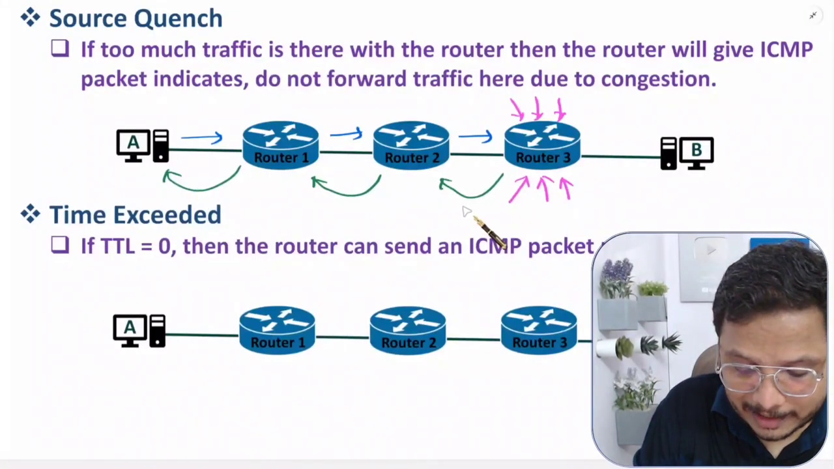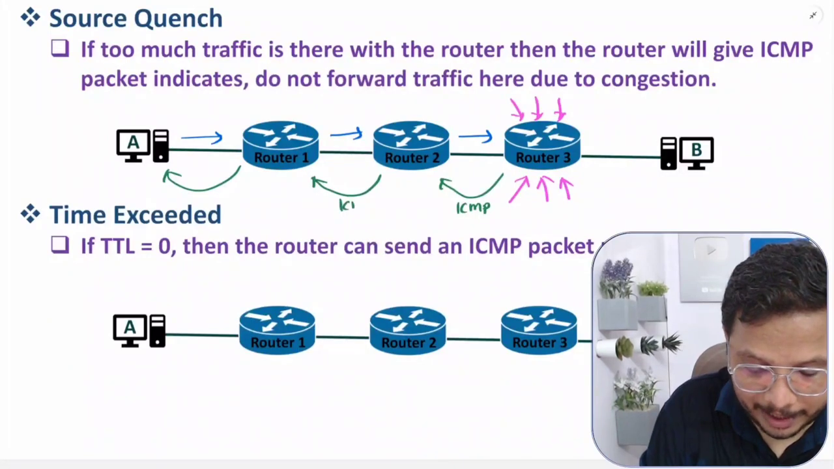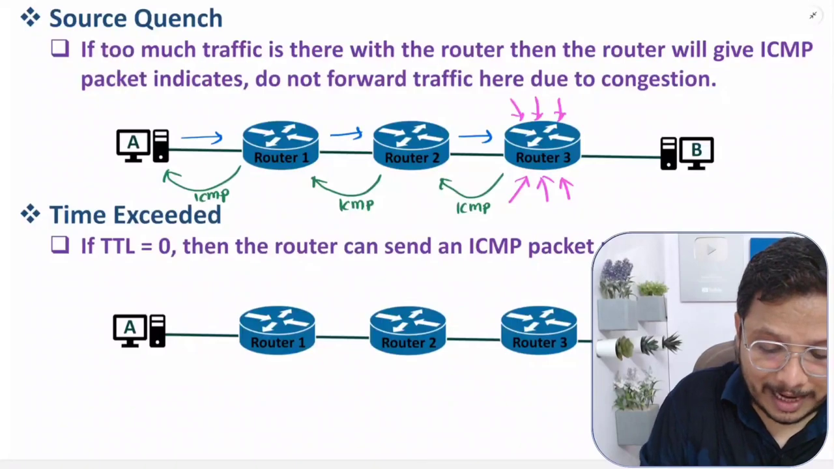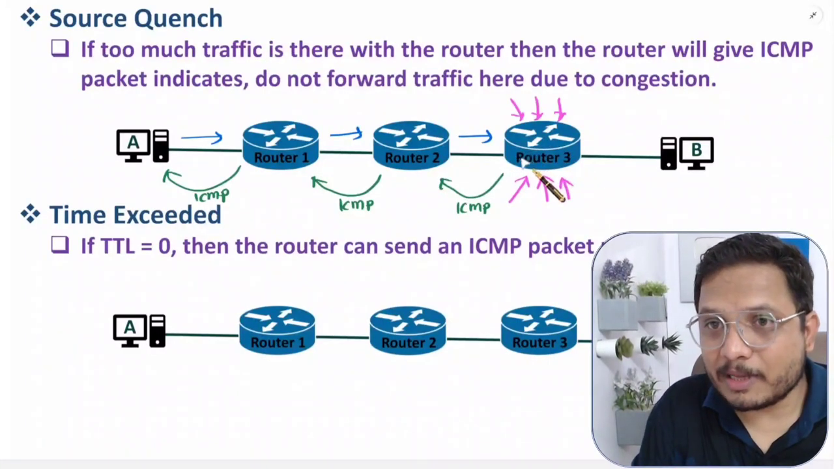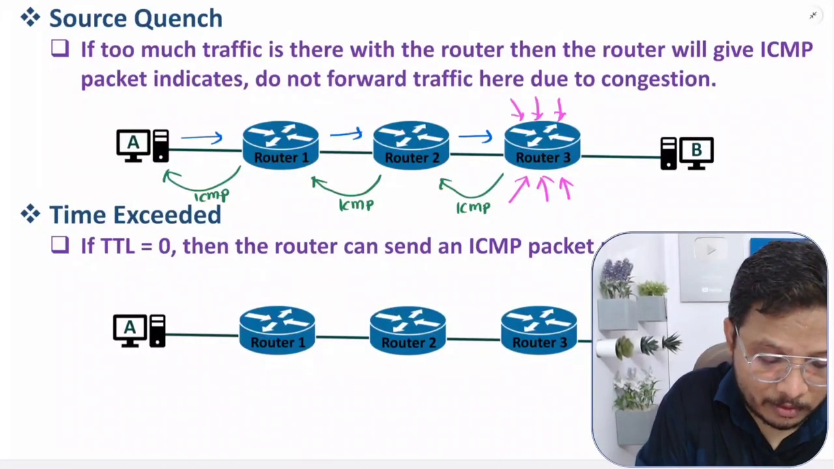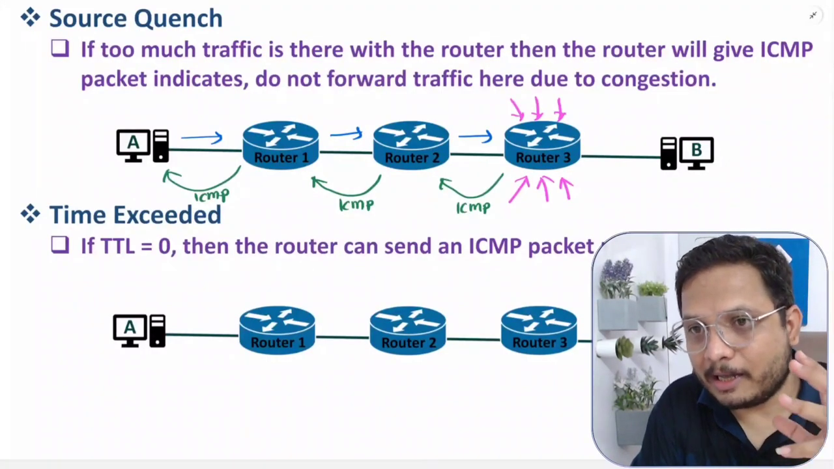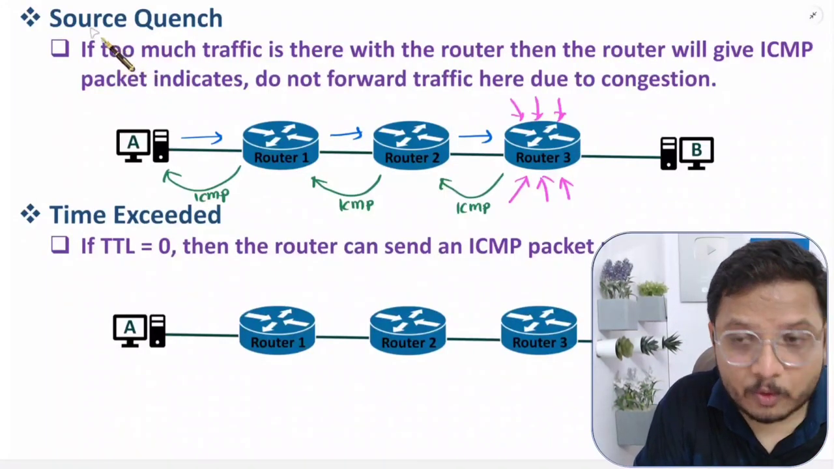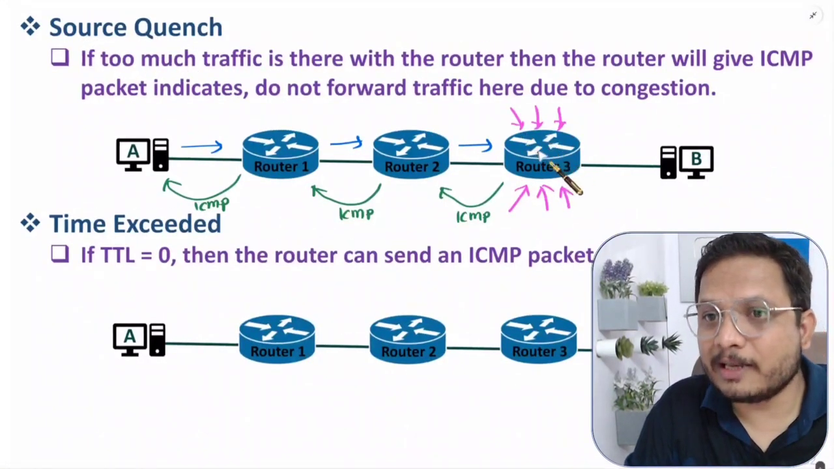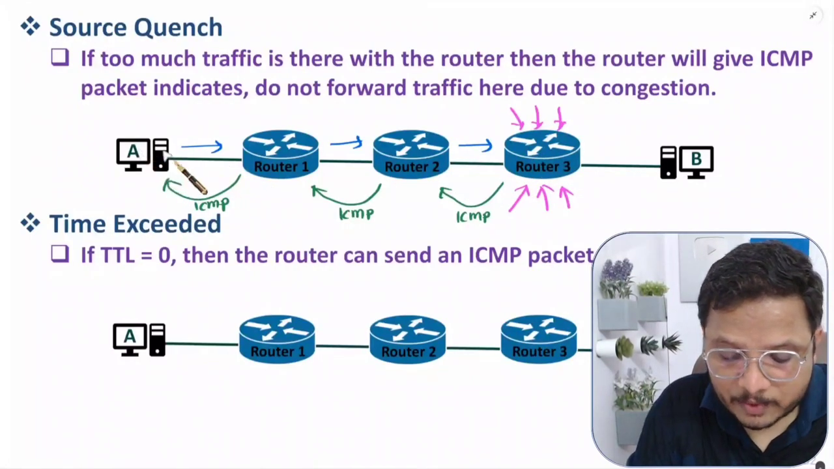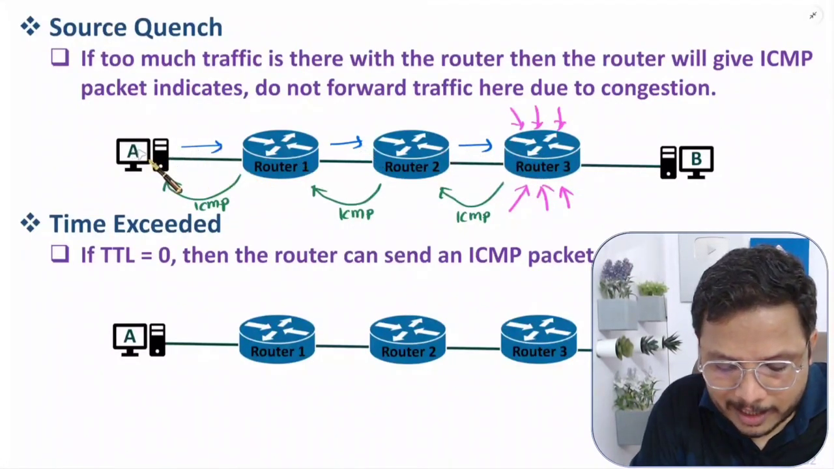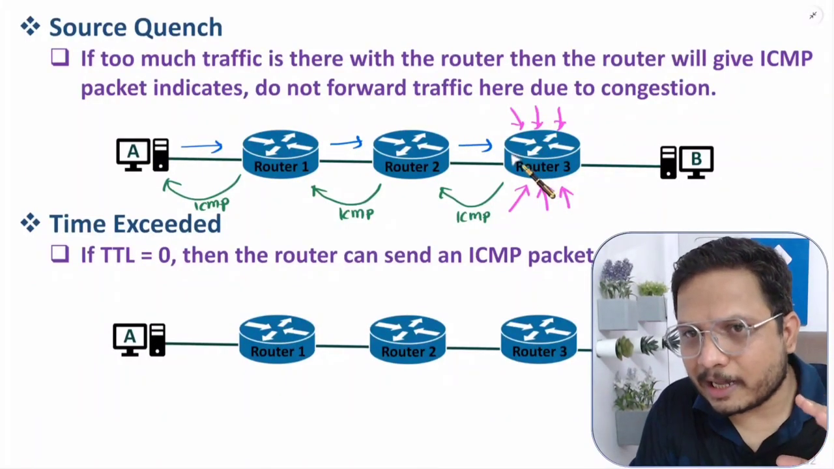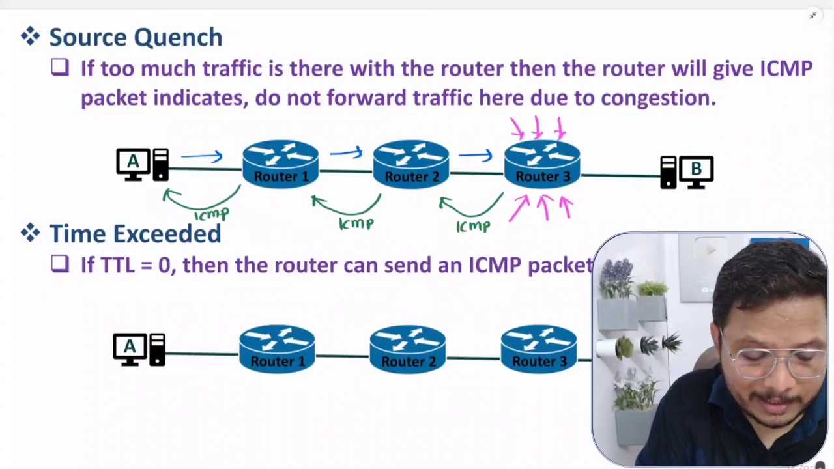And that ICMP packet explains what? That ICMP packet explains, right now this router 3 is very busy, so it will give a command. In the code and type field, it will give the command which is source quench, which explains router 3 cannot handle these frames, so you should not forward data via this path. You can choose another path, or you just stop sending data. That is how an ICMP packet tells source quench.